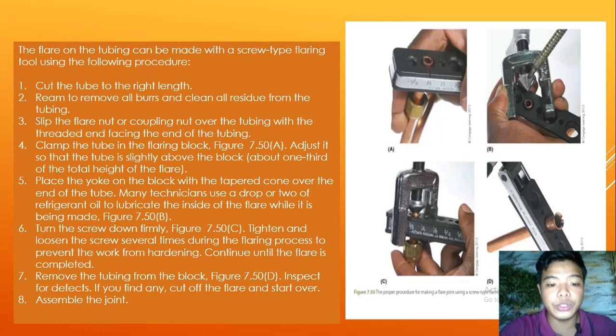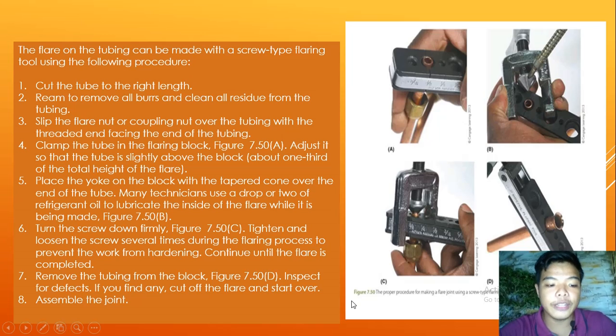Many technicians use a drop or two of refrigerant oil to lubricate the inside of the flare while it is being made. Next, turn the screw down firmly. Letter C. Tighten and loosen the screw several times during the flaring process to prevent the work from hardening. Continue until the flare is completed.